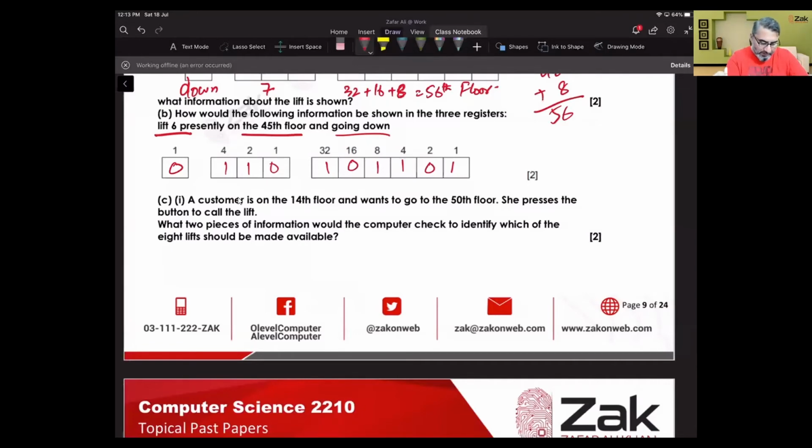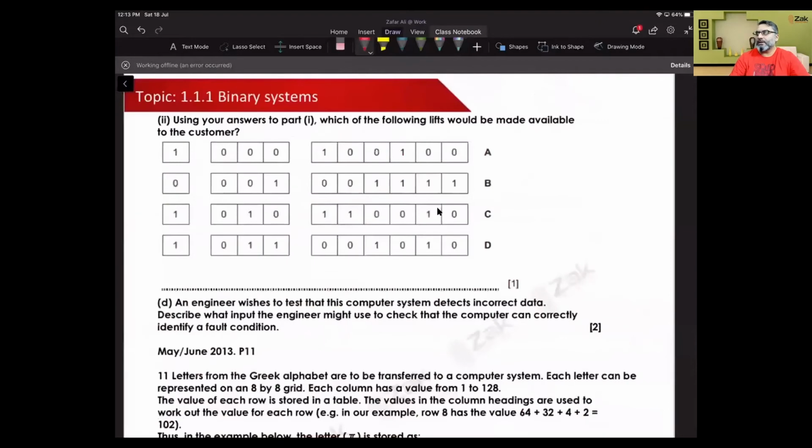सही हो गया. So अब देखें, अब इसके पास 4 options. Using your answer in part 1. So what was your answer in part 1? We need first register and third register.